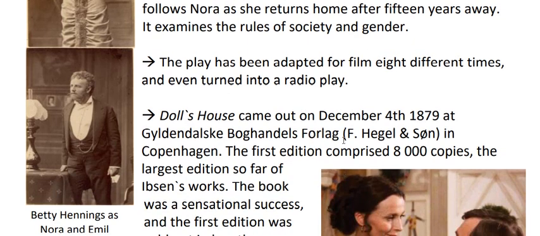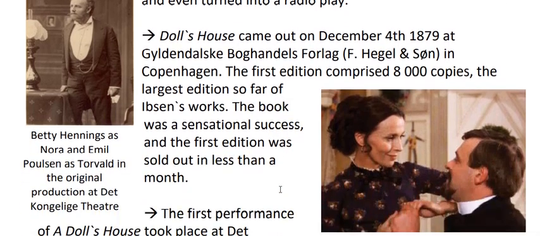A Doll's House came out on December 4th, 1879 at Gyldendalske Forlag in Copenhagen. The first edition comprised 8,000 copies, the largest edition so far of Ibsen's works. The book was a sensational success, and the first edition was sold out in less than a month.